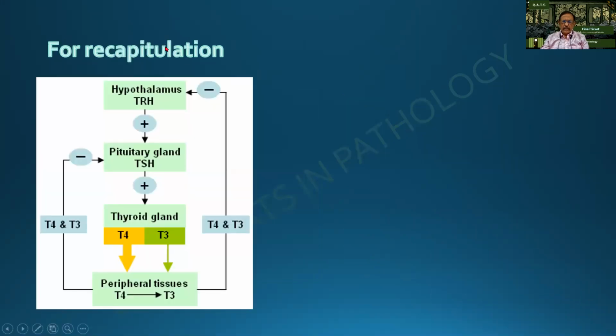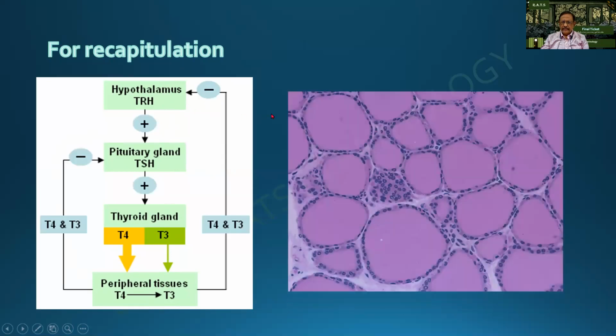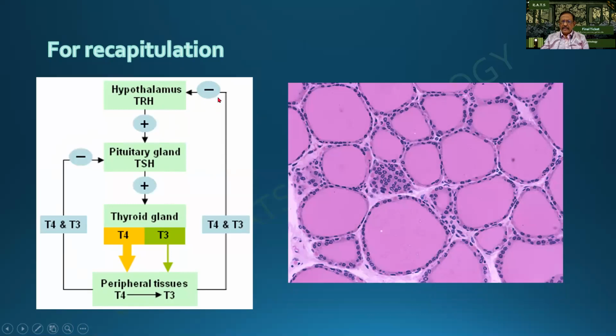And this is for recollection. A normal hypothalamus pituitary axis which goes onto the thyroid producing T3 and T4, which goes to the peripheral tissues, from which you can have a negative feedback either to the pituitary or to the hypothalamus. This is what is normally happening in us. And this is a normal thyroid gland that is given. So you find that there are follicles. These are all thyroid follicles.